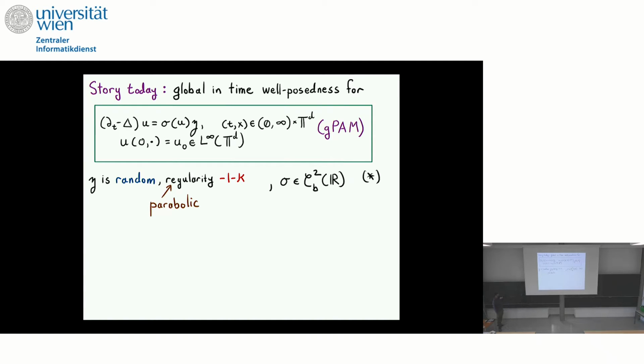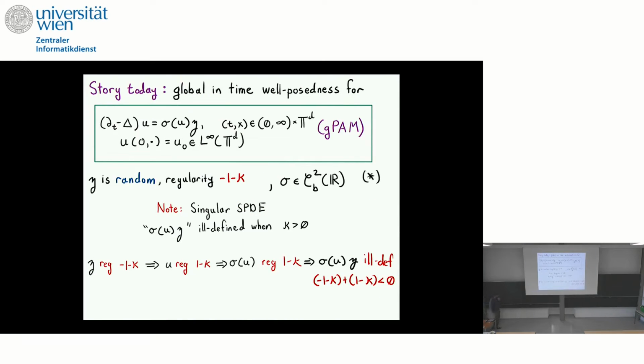Here I'm using parabolic regularity, which you've seen in some of the earlier talks. And I'm going to require sigma to be fairly nice. For us, sigma is going to be something that is bounded with bounded first and second derivatives. So this is an example of a singular SPDE when kappa is taken to be positive.